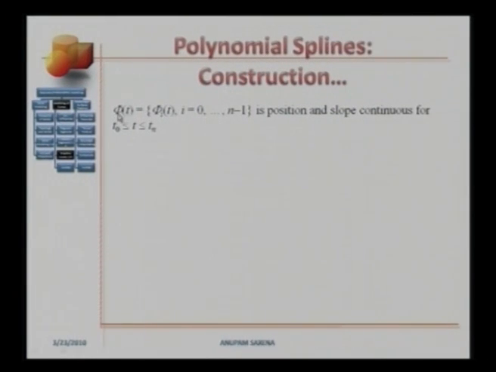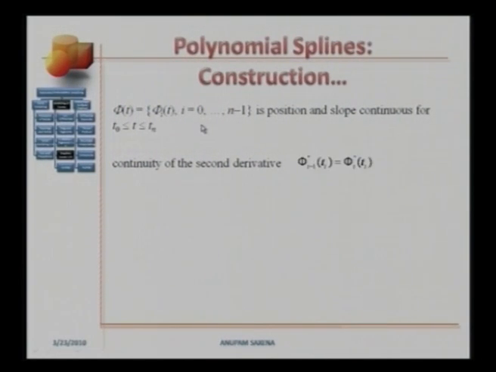Now the entire cubic spline is essentially a set of each cubic segment, phi i, i going from 0 to n minus 1. And this spline is position and slope continuous within the entire knot span, going from t0 up till tn. Notice that since phi i is a cubic spline, it needs to have unique second derivatives at each value of t in the entire span.